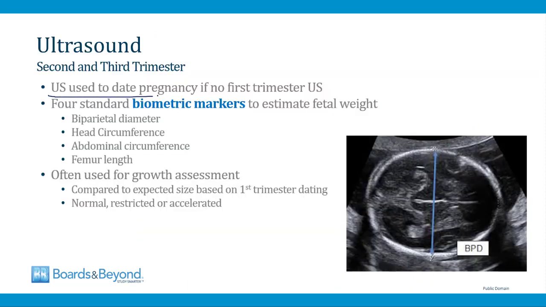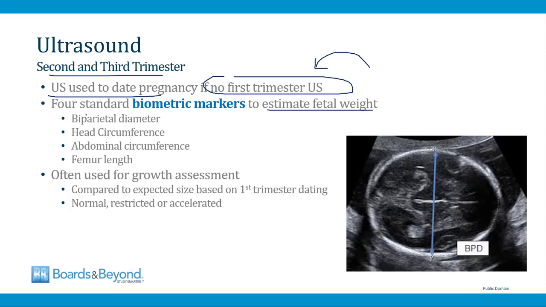You can use ultrasound to date a pregnancy in the second or third trimester if no first trimester ultrasound is available. But remember, first trimester ultrasound and the crown rump length is the most accurate way to date a pregnancy, so that's always preferable. The way ultrasound is more often used in the second and third trimesters is to estimate the fetal weight. This is done by using 4 standard biometric markers. The first is the biparietal diameter. That's the distance between the 2 parietal bones of the fetus. Measurement of the biparietal diameter is shown in this image on the screen here.